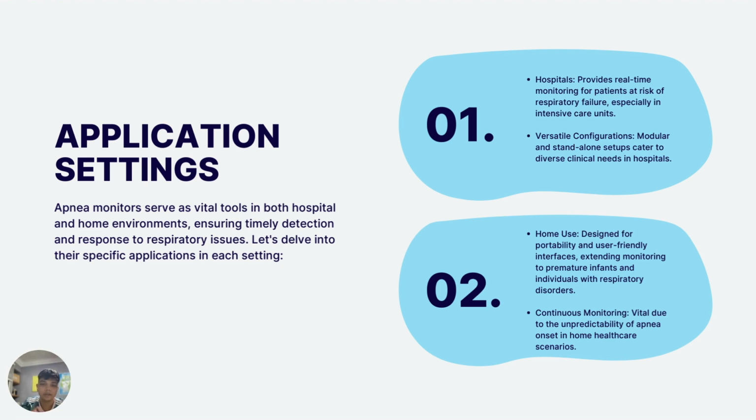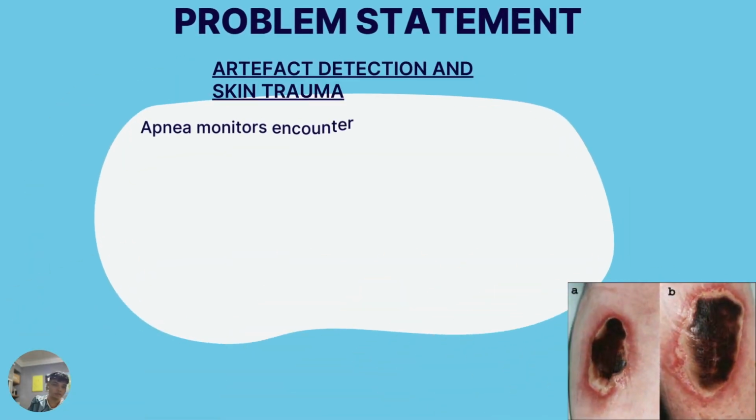Given this unpredictable nature of apnea onset, continuous monitoring is essential, making it very suitable and super invaluable in home healthcare scenarios. Next up, we'll talk about our first problem statement.